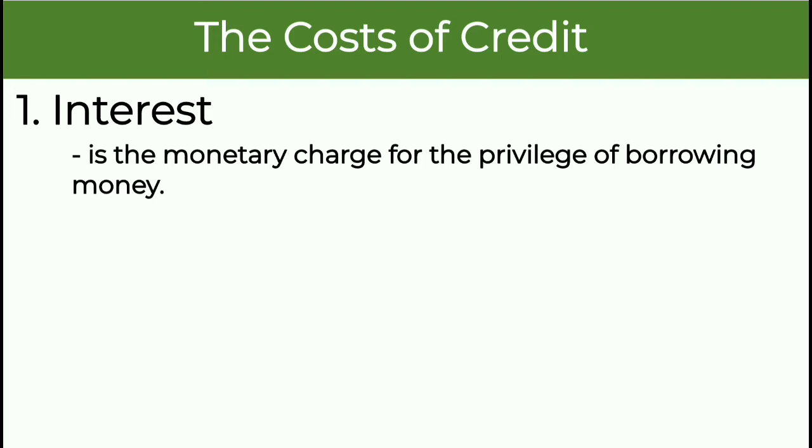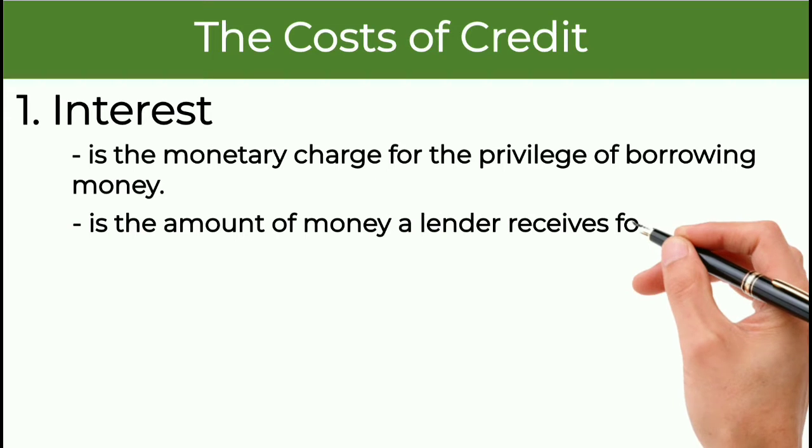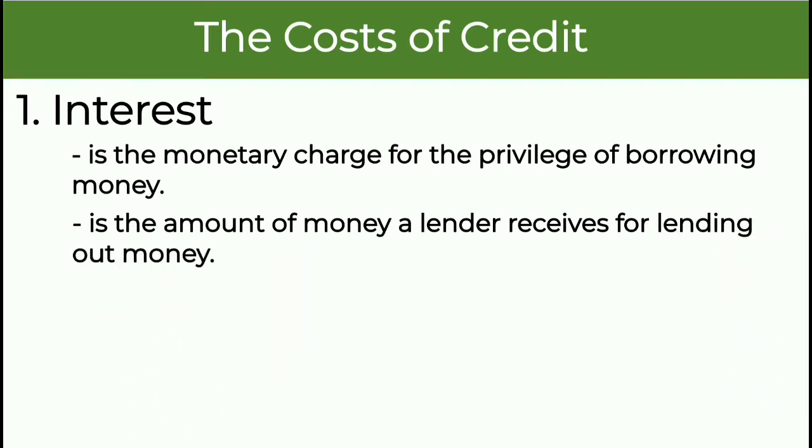Interest is also defined as the amount of money a lender receives for lending out money. This time, this definition is from the point of view of the lender. The lender grants credit to borrowers, and in exchange, the borrowers will pay a monetary amount. And that monetary amount is called interest.